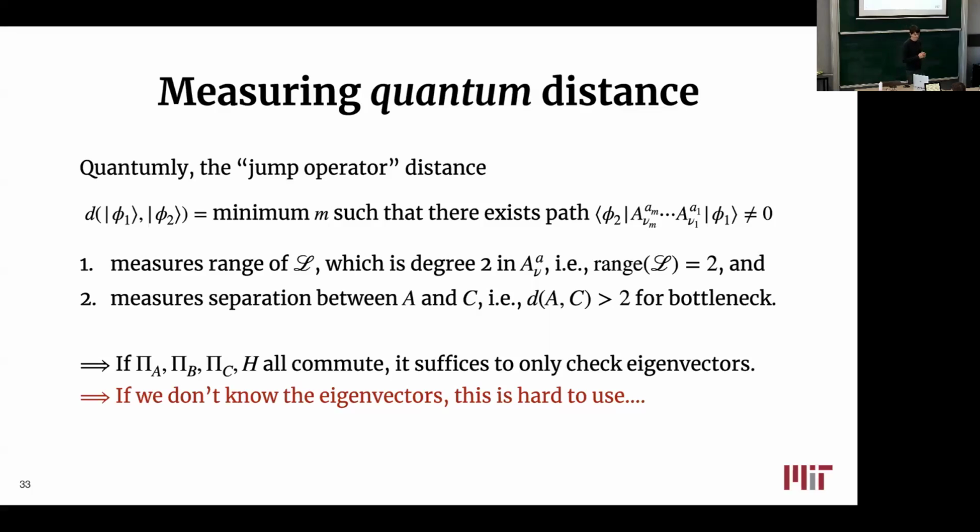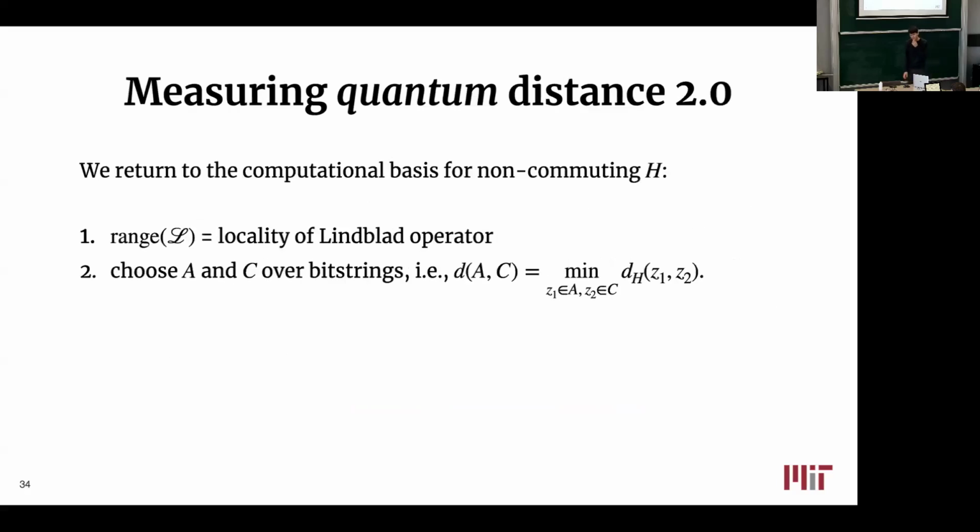I don't know. So let's try to write down a slightly different definition of distance that gives us a more tractable thing, but allows us to make the same sorts of arguments. So if you have a non-commuting Hamiltonian, here's a different definition, a locality-based definition of distance, that you can use.